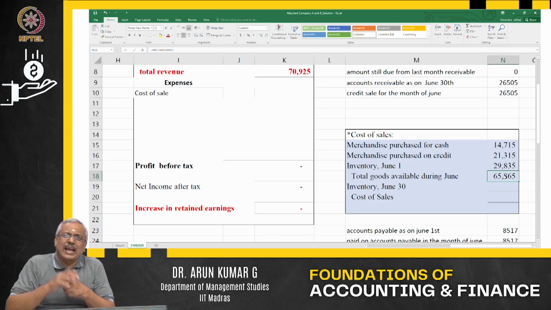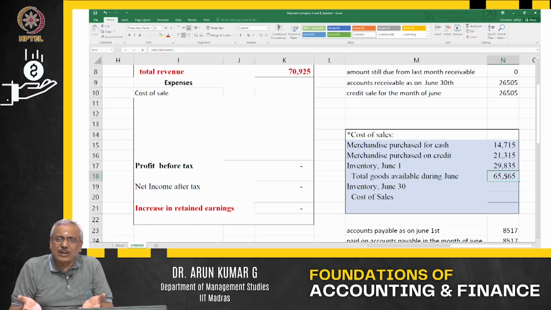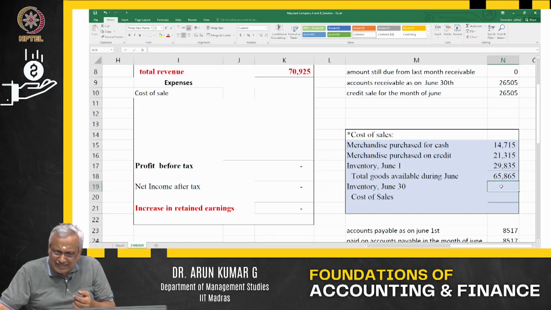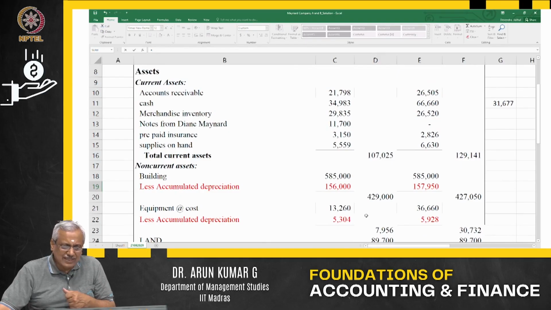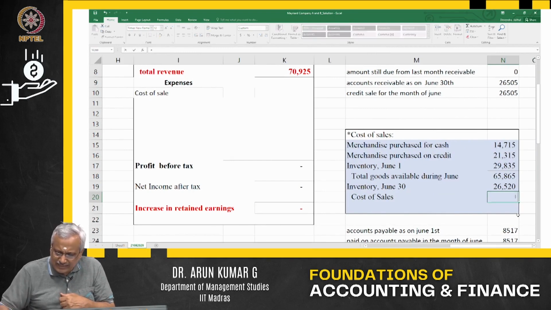How much you have utilized? How do I know how much you have utilized? What is available for the entire month minus what is still remaining is obviously what is utilized. What is still remaining? Remaining at the end of the month is 26,520. That is what is utilized for the month.